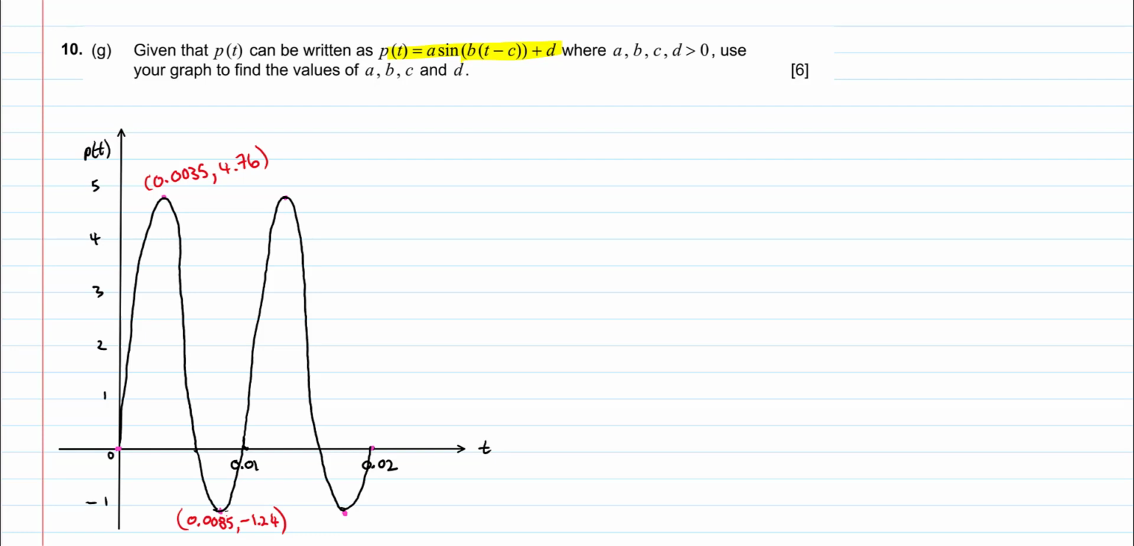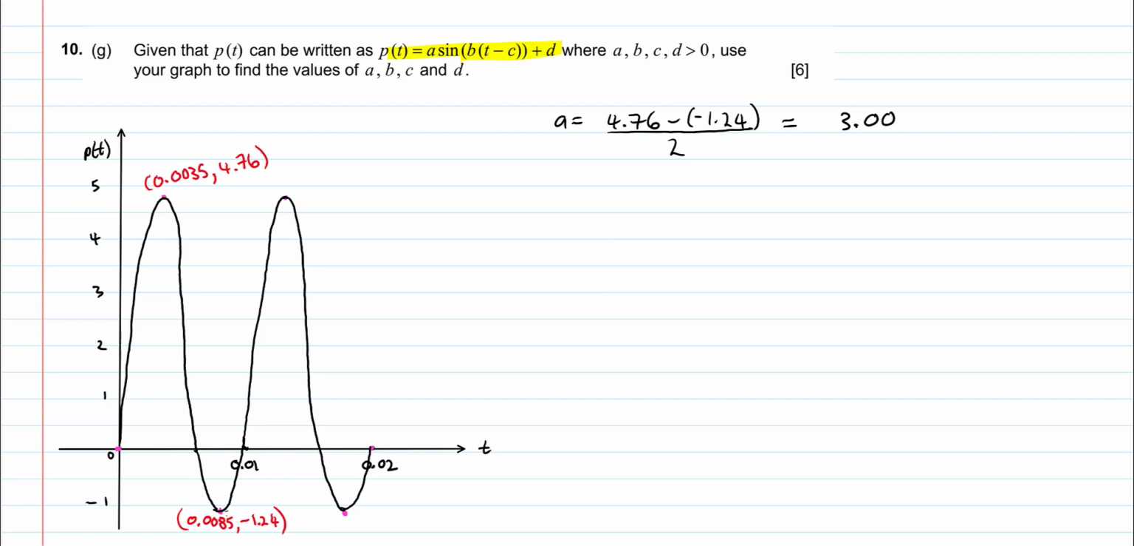So a is the amplitude, and the amplitude is just the distance between a maximum point or a minimum point and the principal axis. So to work that out, it's just going to be our maximum point minus our minimum point and divide by 2. So a is going to equal, well, our maximum point was 4.76, that's our max value of P of t, minus our minimum point, which is negative 1.24, and we divide that by 2, and working that out, we're going to get 3. I'll just write it as 3.00 because we want it to 3 significant figures, and we had rounded these earlier values to 3 significant figures. So that is a.